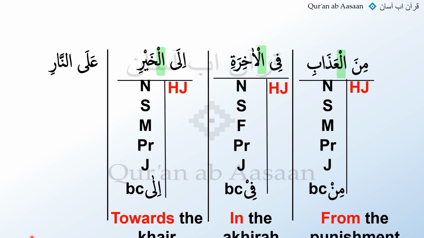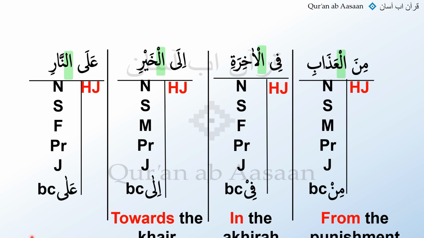Alrighty. And one more. Alan nari. Color the al green. Dissect it: ala. Harf jar ala. An-nari, noun, singular. And good. I'm glad most of you remember that it is one of those words where we don't have the clear indicator of the small ta, but it is considered to be a female noun in Arabic. So it's female, proper, jar, because of ala. Alan nari, on the fire.